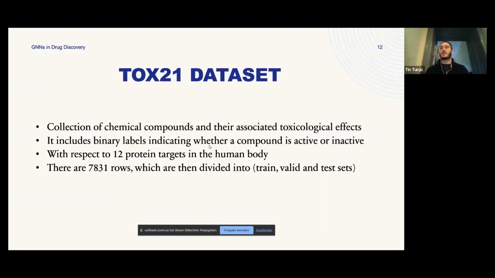What can also happen is that when you have these 12 tasks, meaning 12 assays run for 12 different targets, 2 or more assays can be 1, meaning for 2 or more targets the drug molecule was toxic. In the whole dataset, we have a little more than 7,800 rows, which are then divided into train, validation, and test sets.